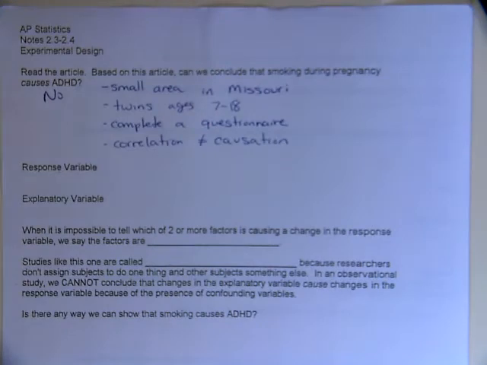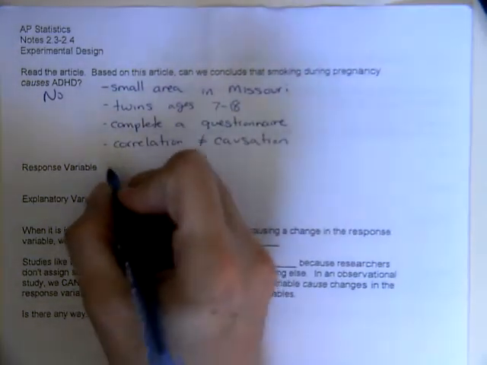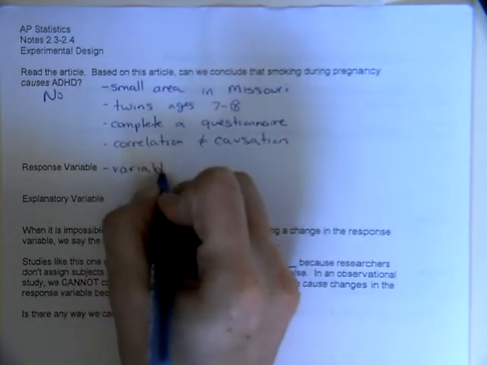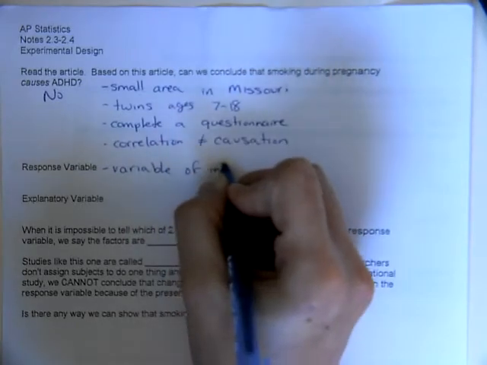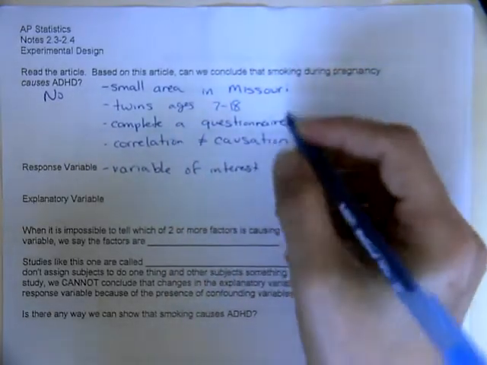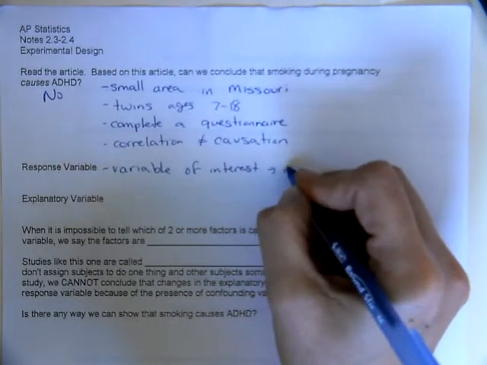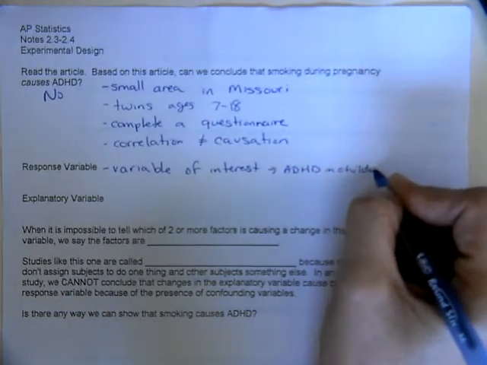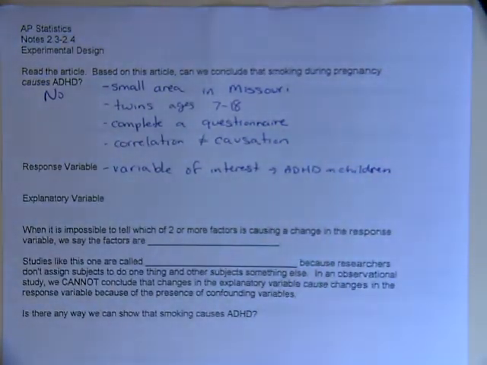So there are two vocab words that you need to know. You don't necessarily need to read the article, but this kind of shows you things that were already wrong with it. The response variable, what we're always looking at in a response variable, that's your variable of interest. So what are you looking at? Here we're looking at ADHD in children. So that's your response variable. What are you going to end up measuring or looking at?